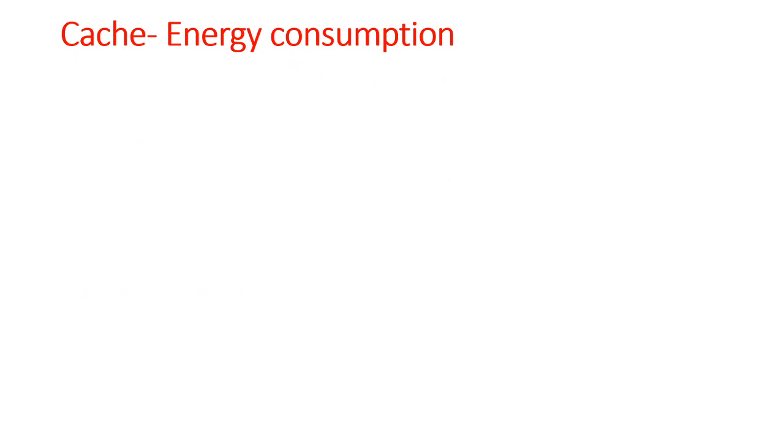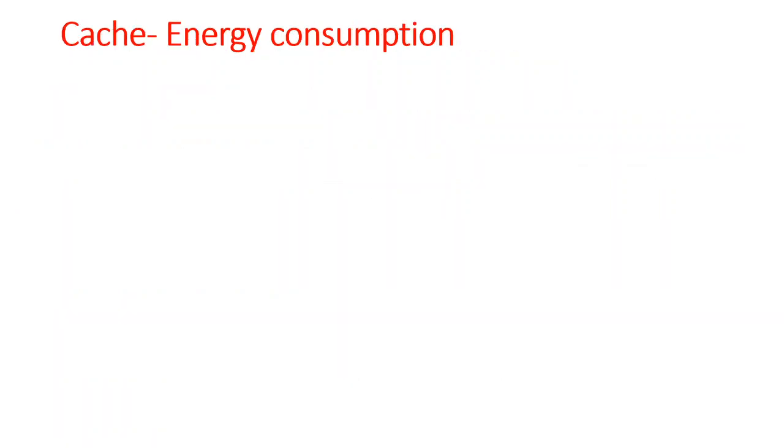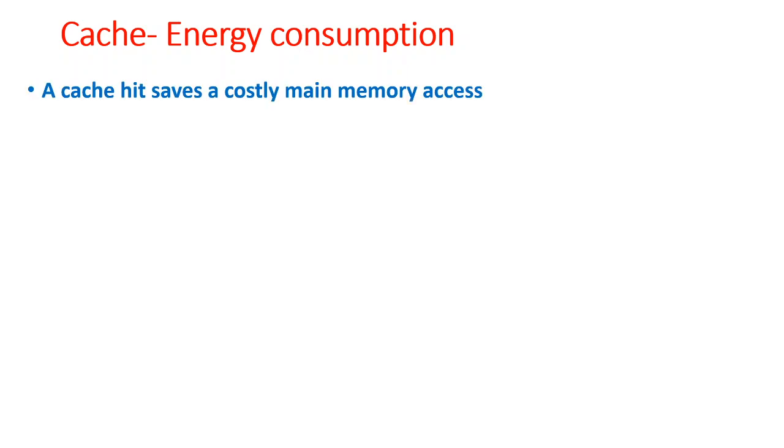So, cache energy consumption. Why are we seeing about the cache here? We said to optimize the memory, we are going for a cache. So next we have to see how to optimize the cache. Cache energy consumption: cache you all know. If you have a cache hit, then the memory access time is less. But if it's a cache miss, then the memory access time is more. So cache hit, cache miss. Now, what about the size of the cache?